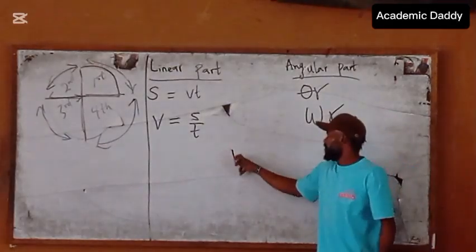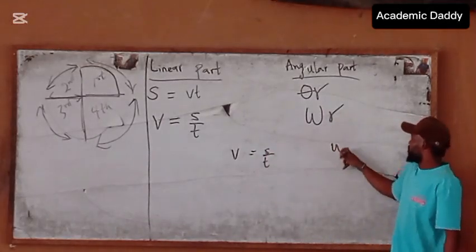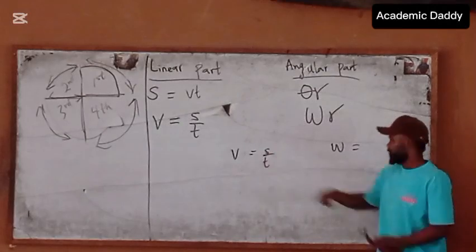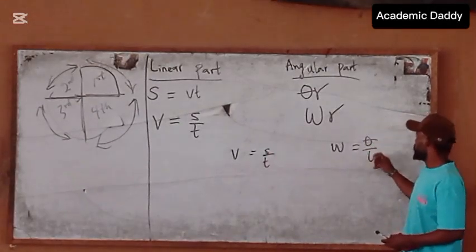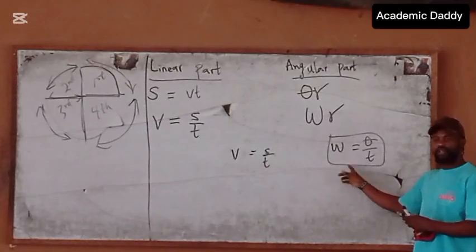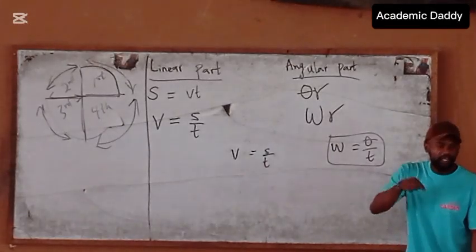Where we said that if V is equal to S over T. So the displacement here should be theta. I will have theta over t. This thing means angular velocity. This is angular velocity. But if a question is given to you, they ask you find the linear velocity.